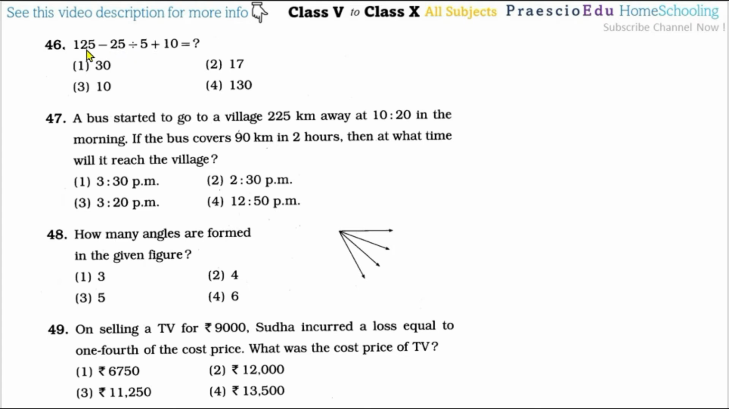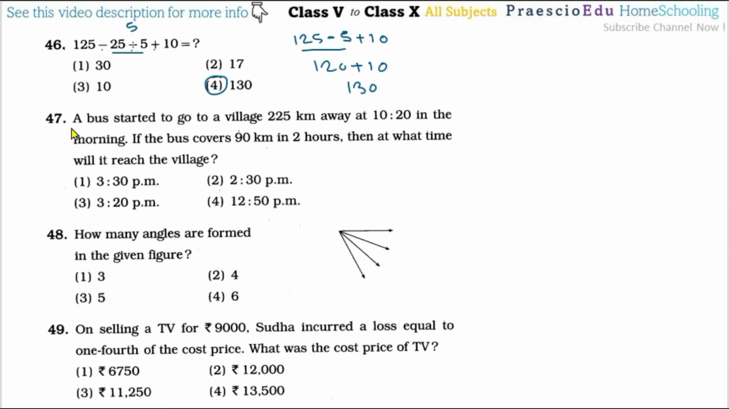Then question number 46. This has operations of subtraction, then division and addition. So first we will solve the division. So that is 5. So 125 minus 5 plus 10. Now in this one, first we have to consider the subtraction because that is on the left side. So first we will solve this one. So that is 120 plus 10. So that is 130. So option number 4 is the correct one.